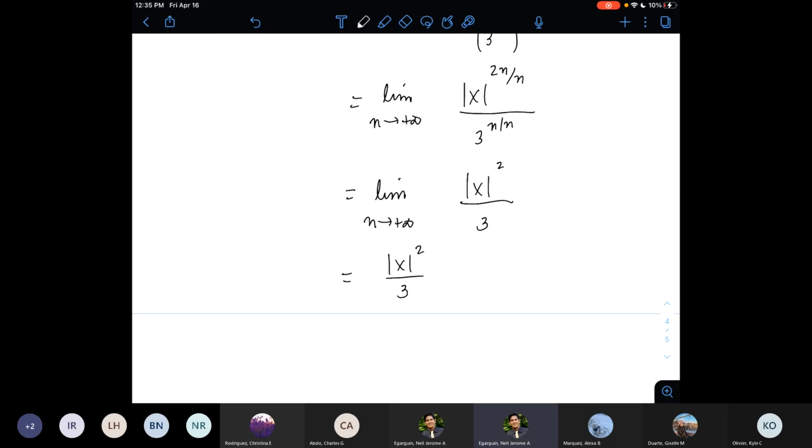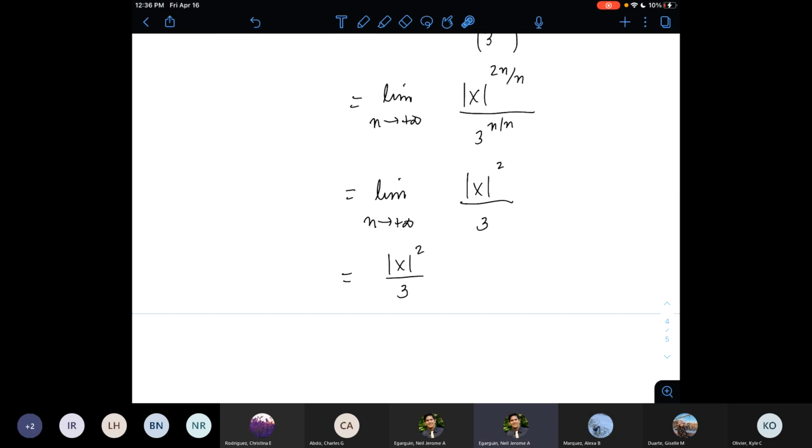And this limit will just be equal to the absolute value of x squared all over 3. Just remember that we're taking the limit as n approaches infinity, so that means x is treated as a constant, right? So that's why I got the absolute value of x squared all over 3. Again, the reason is that we're taking the limit as n approaches infinity, so x can be treated as a constant.